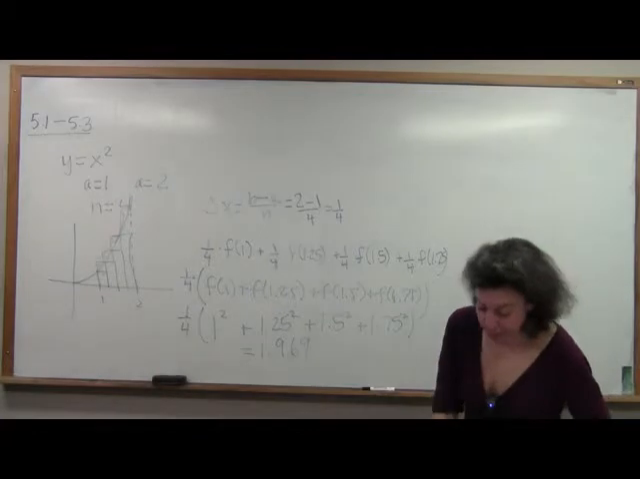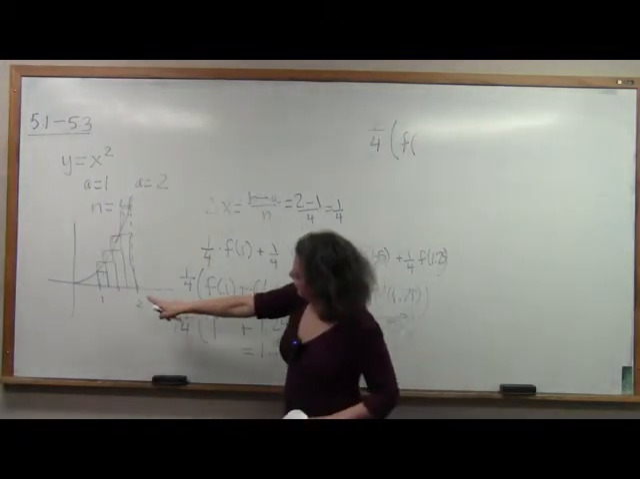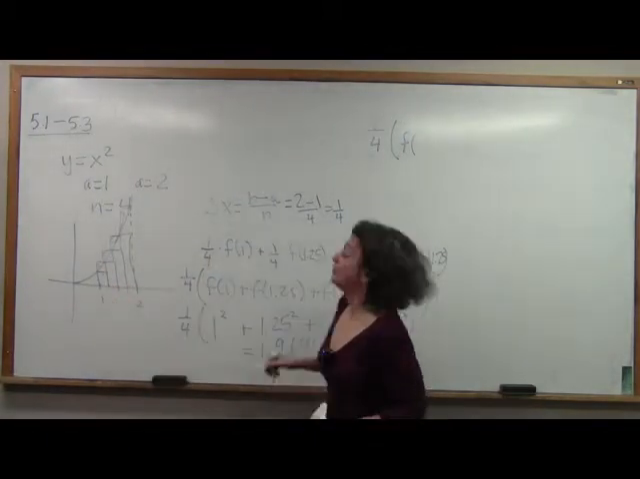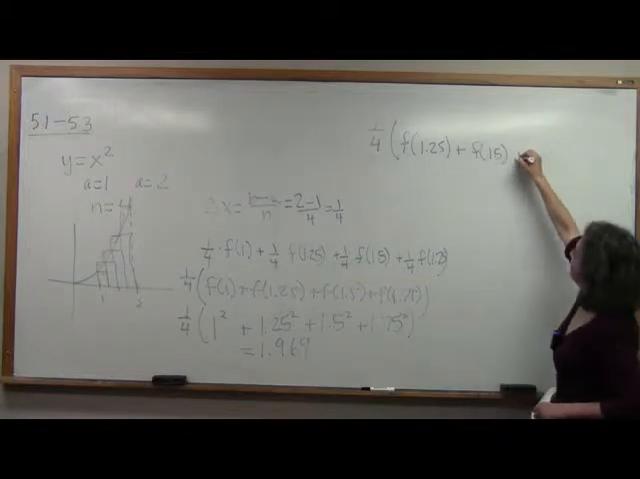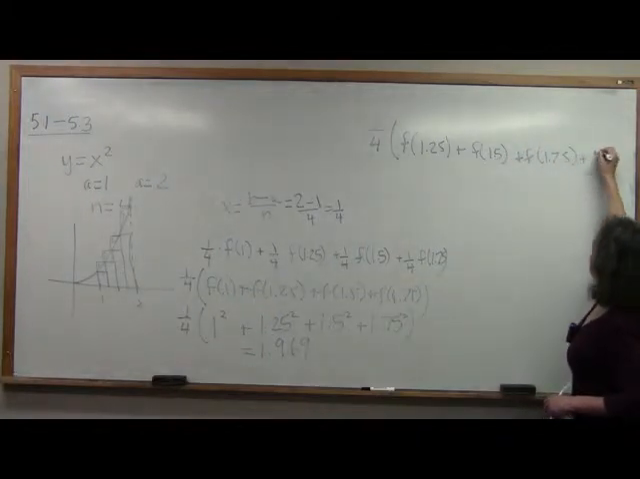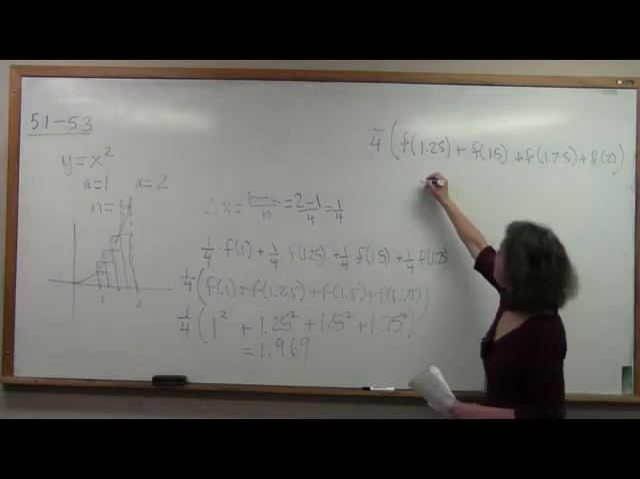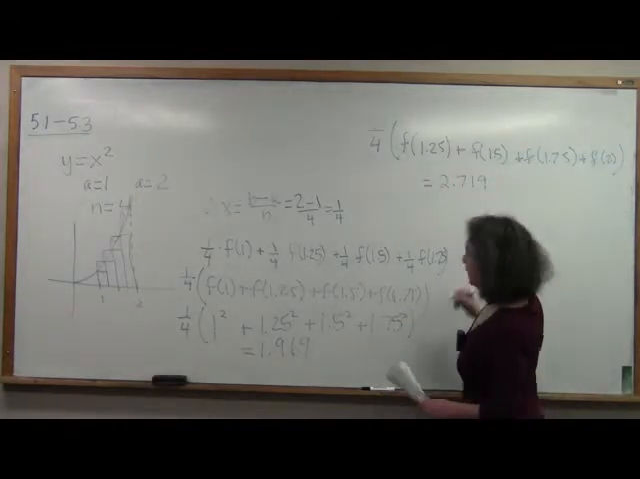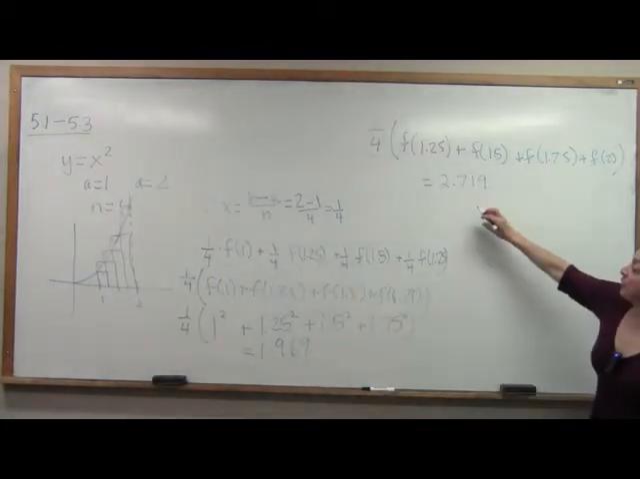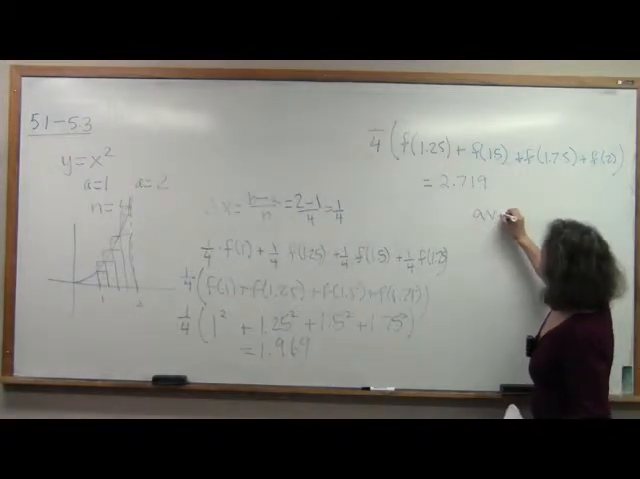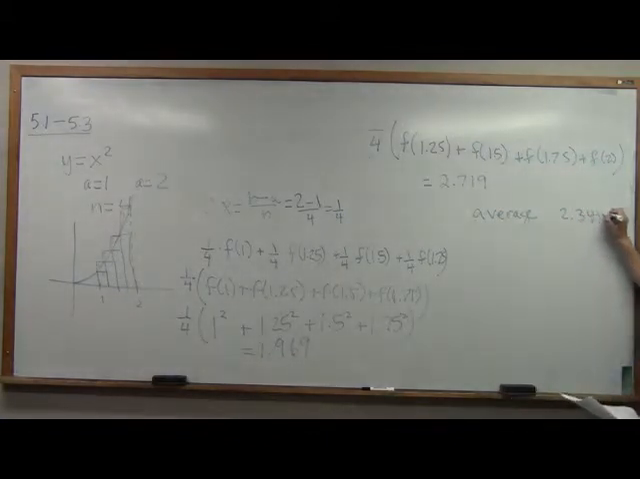Well, what I'll do is I'm already going to pull out my 1/4. Now, what is the height of my first rectangle? It's my function value there, f of 1.25 plus f of 1.5 plus f of 1.75 plus f of 2. And we can plug each of those values in to square them, and you'll see we get about 2.719. All right, so we know that this is a lower estimate. We know this is an upper estimate. So if we take the average of them, what we get is about 2.344.